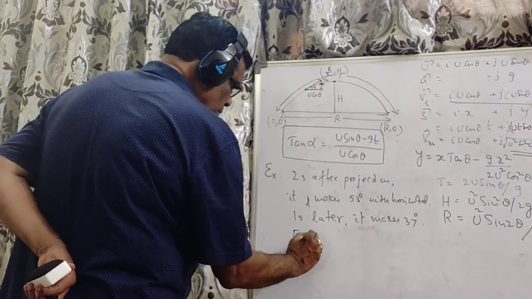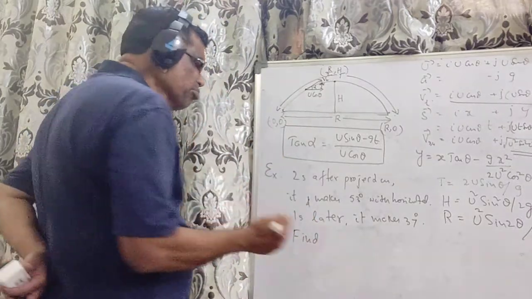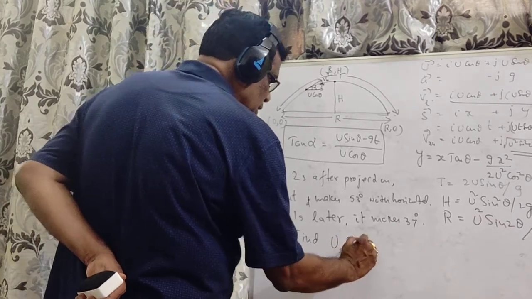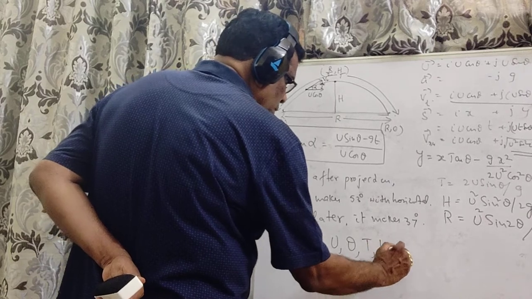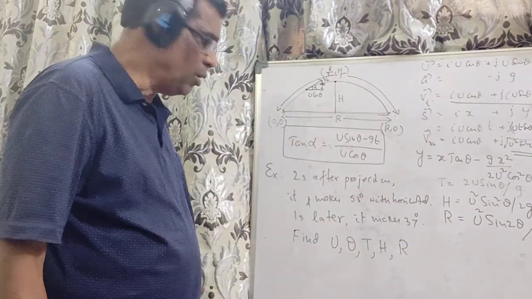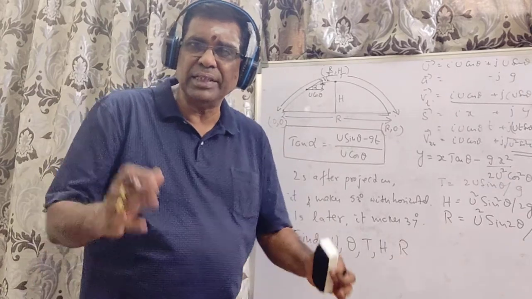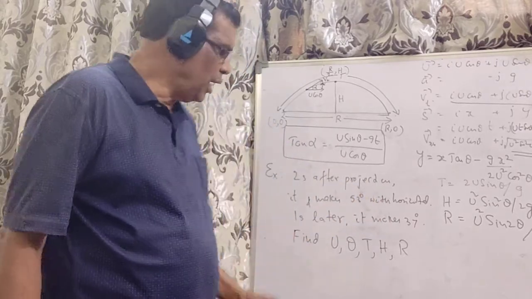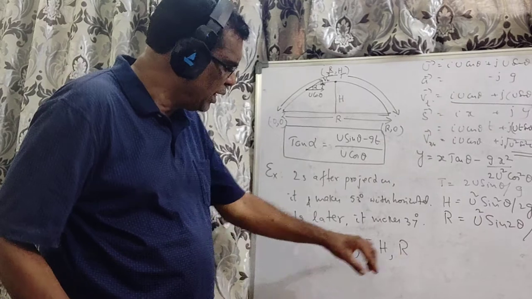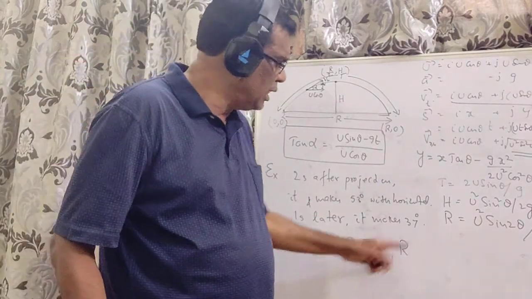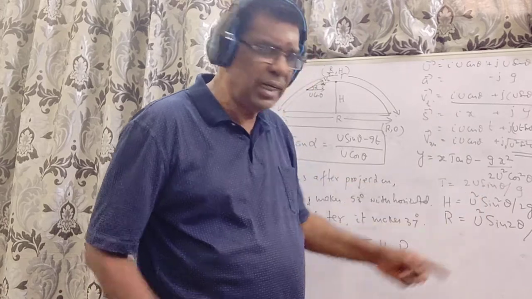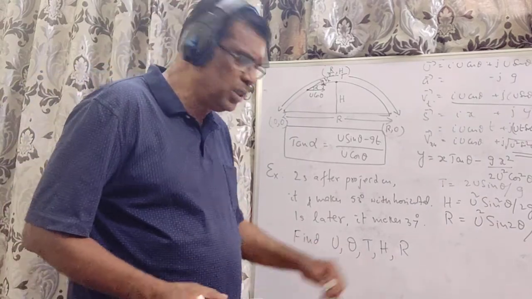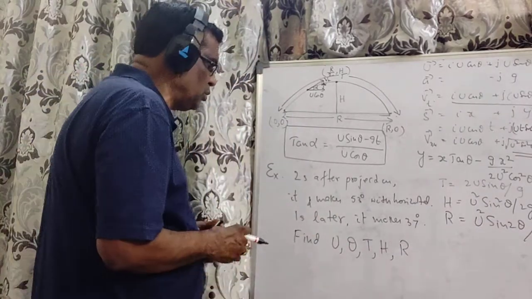Fine. Now, they may ask anything and everything. They may say, what is u? What is the initial angle of projection? What is the time of flight? What is the maximum height? What is the range? Now, I am not going to give these problems as they are taught in the regular standard classroom. I am going to see anything they can ask. If you want to get all these things, T, H, R, how can you get them? If I get u sin theta and u cos theta, or u and theta, then I get all that. So I will try to get u and theta, or u cos theta and u sin theta. How we are going to do that, we will see now.